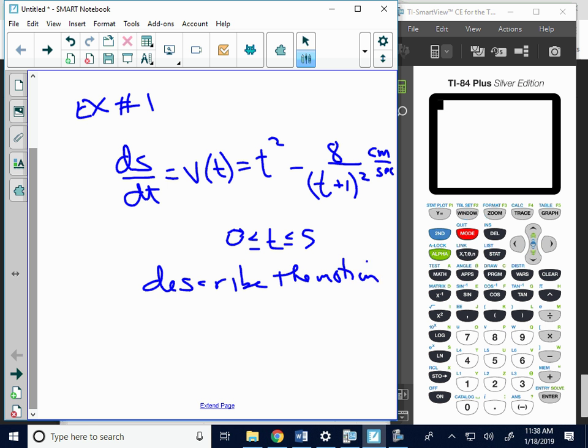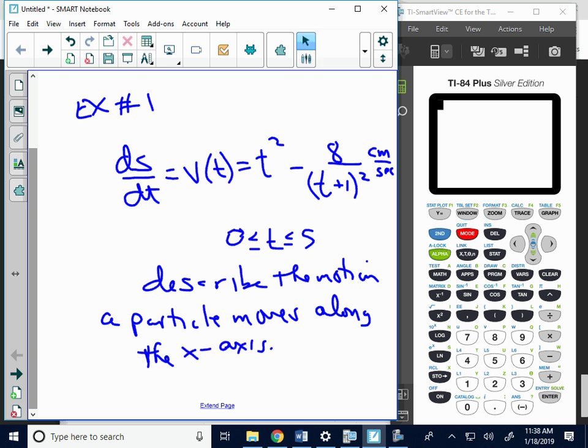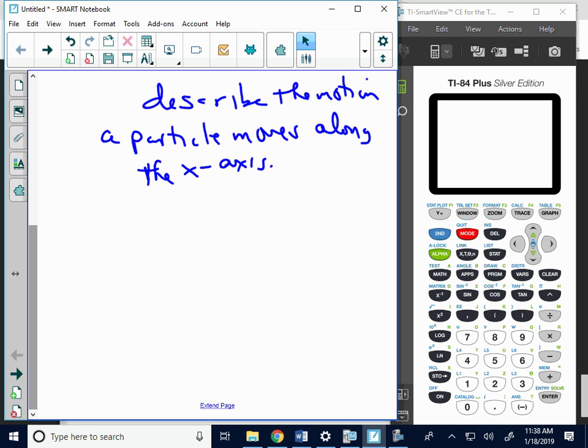The scenario is a particle moves along the x-axis. So describe what's happening. Do they tell you anything else? Does not say anything about where it starts. So even though we have some information about velocity, we have no information about where we are. So let's suppose this is an x-axis. We could be over here at 50. We could be at negative 30. We don't know anything about where the particle starts.